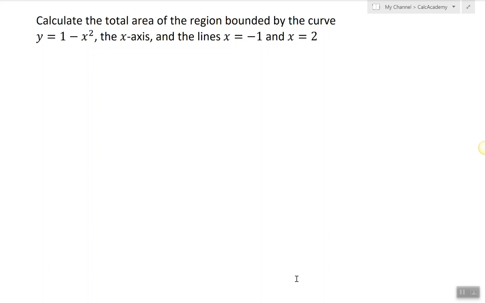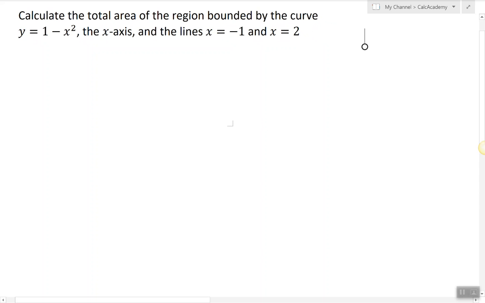In this video, I will show how to compute the area between the graph and the x-axis. So in this case, we're looking for the total area, which is different from the net area. So in order to understand what's going on here, let's sketch the graph of this curve.